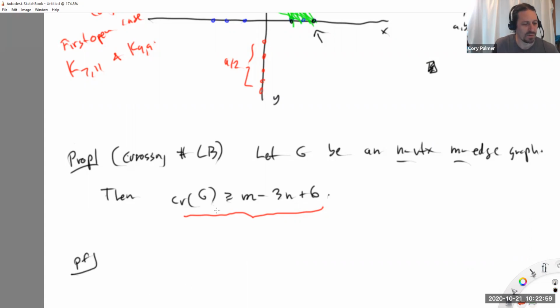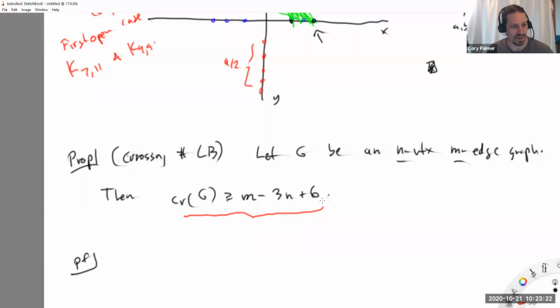Actually, by the way, this doesn't contradict planarity, right? If my graph is planar, then this bound will be 0. It'll say that if I have at most 3n minus 6 edges as a result of being planar, then this holds. The problem is there are graphs with 3n minus 6 edges that are not planar, and then this just gives a lower bound of 0.